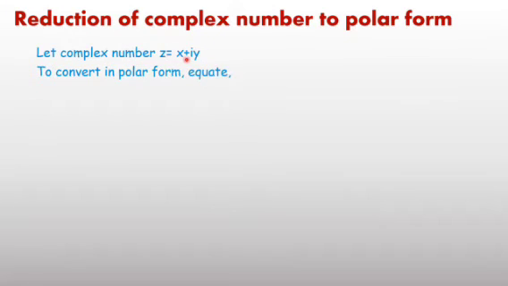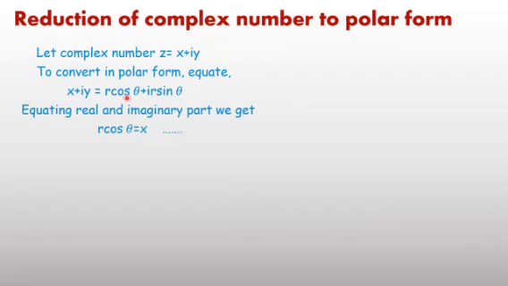Reduction of a complex number to polar form. Now our objective is to convert a complex number into polar form. If we take the complex number z equal to x plus iy, we have to convert it into polar form. Write x plus iy as r cos theta plus ir sin theta. Equating the real and imaginary parts, you will get r cos theta equal to x and r sin theta equal to y. Now we have to find the values of r and theta.